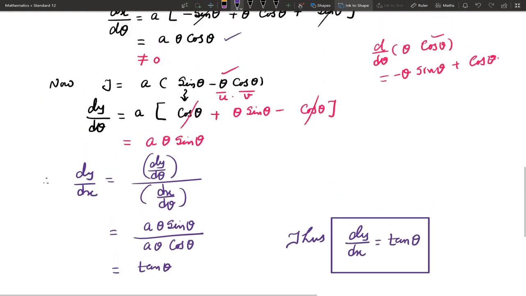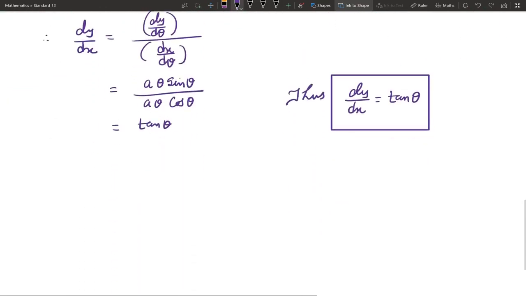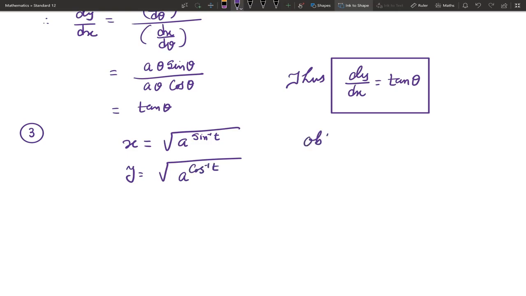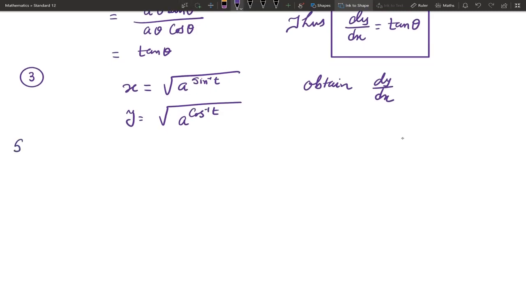Next one: x equal to under root a raised to sin inverse t, y equal to under root a raised to cos inverse t. Obtain dy by dx. Solution.